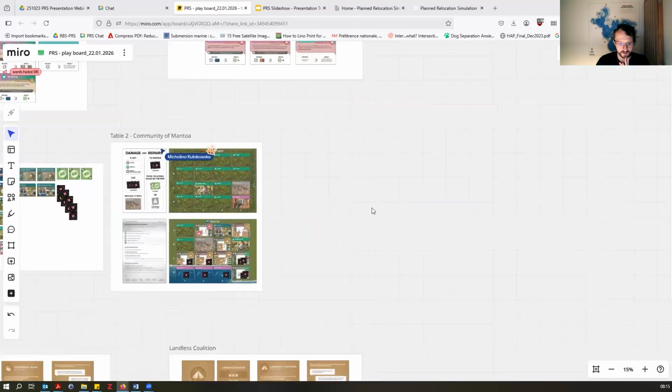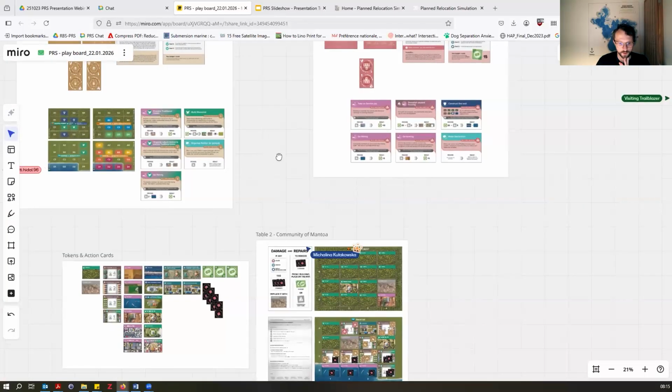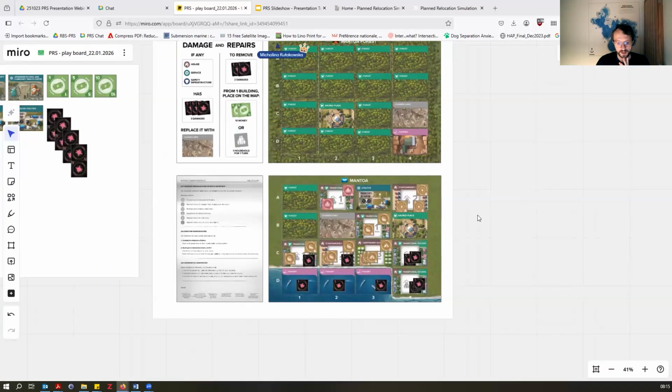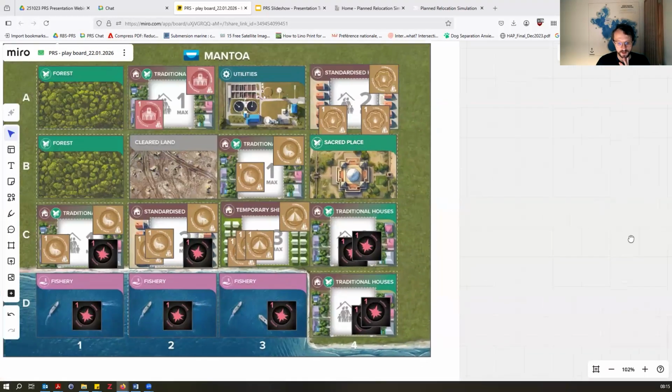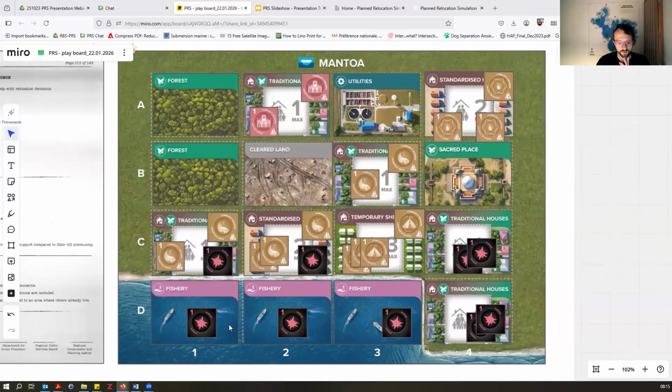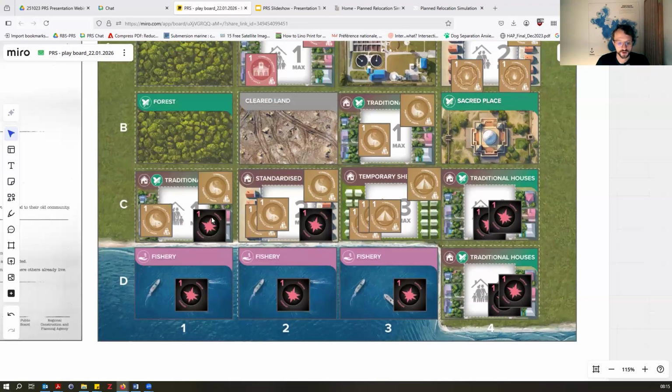So concretely speaking, I'll give some examples from Mentor. At the beginning, narratively, we tell them that the reason relocation is being considered is because there have been previous climatic events, the impact of which is represented by these damage tokens.